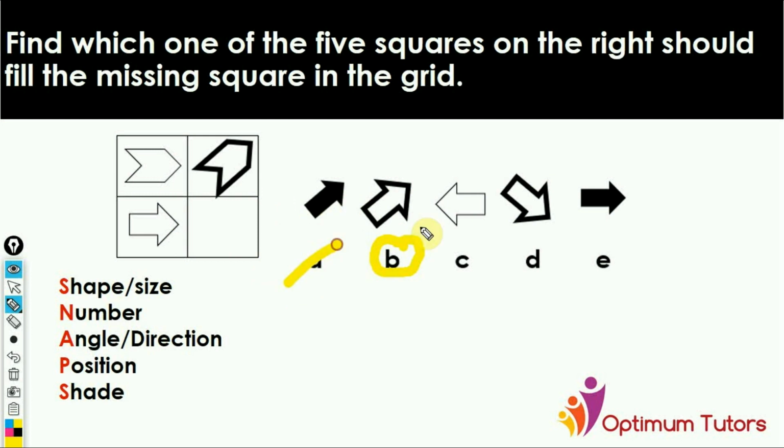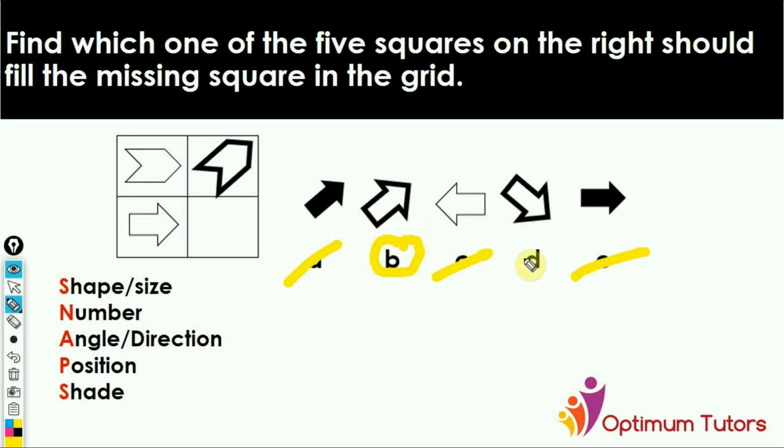So I can eliminate option A and E because actually they're both suddenly turning black in the center, and also it's a lot smaller than the original shape, so it can't be that. C is the right shape, but the direction is incorrect. It's pointing the wrong way. I wanted it to point northeast. In fact, it's pointing west, so that's not right.